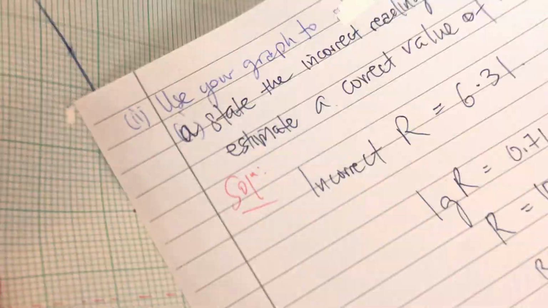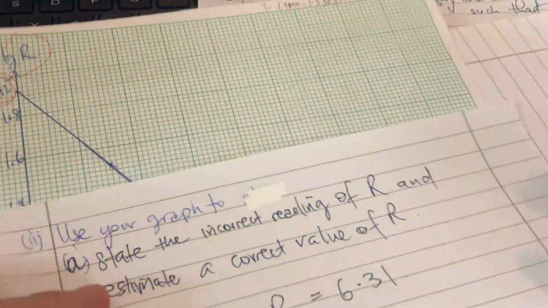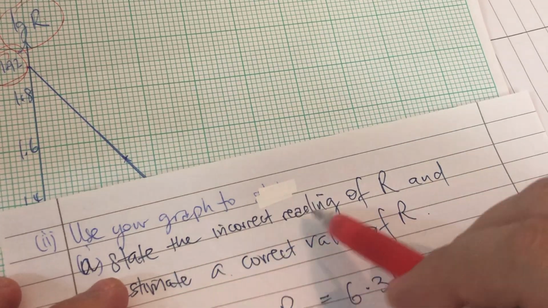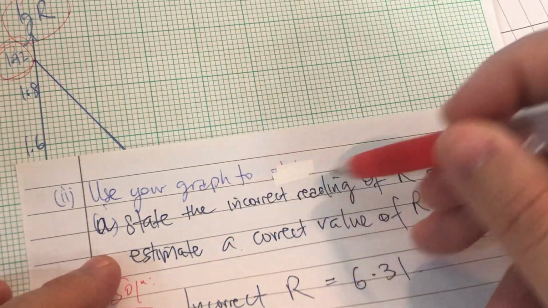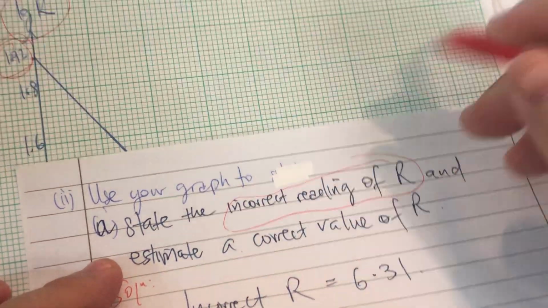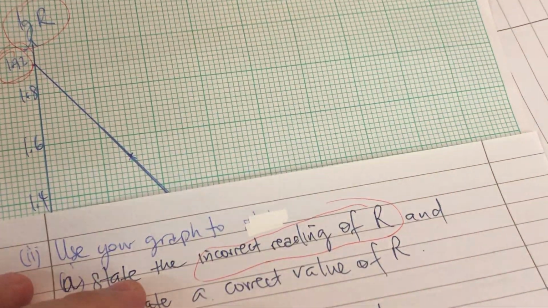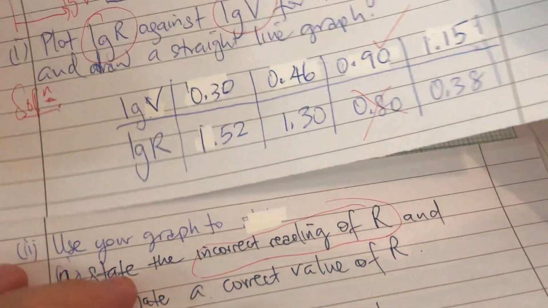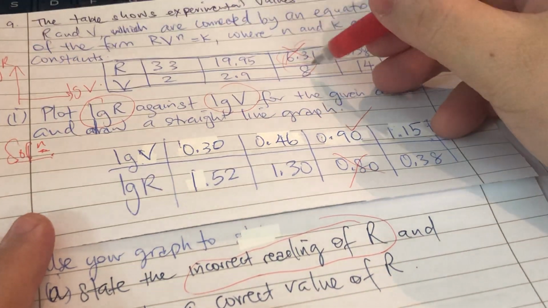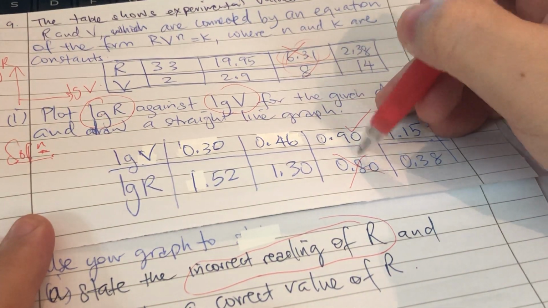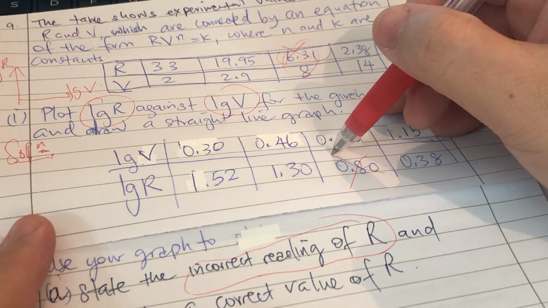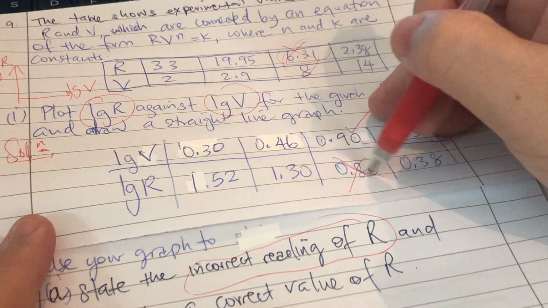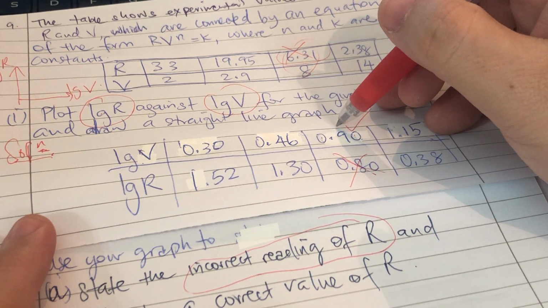They ask us to state the incorrect reading. So be very careful here. They say incorrect reading of R. Okay, so R is the wrong one, not the V. Okay, V is correct. You're clear? Okay, so that means this is wrong. So how to get the correct one?